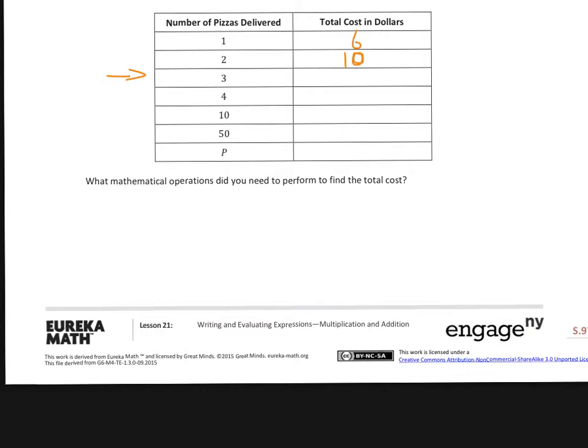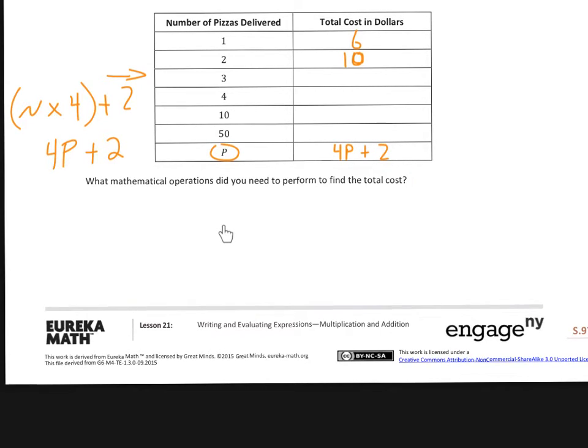So how can we write formulas? Let's write a formula for this. What are we doing to each pizza? How much is each pizza? Okay, so the number of pizzas delivered is always multiplied by the cost of each pizza, which is $4. And then we have to add to it $2, right? So theoretically, if we're going to use P for pizza, we're doing 4P plus 2. That's our formula right there, 4P plus 2. And P stands for the number of pizzas being delivered.